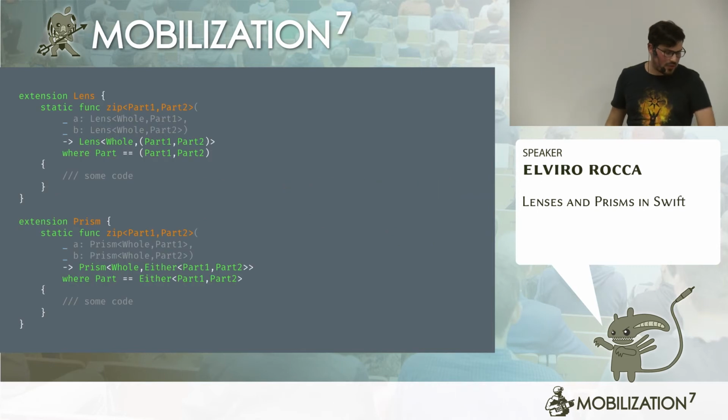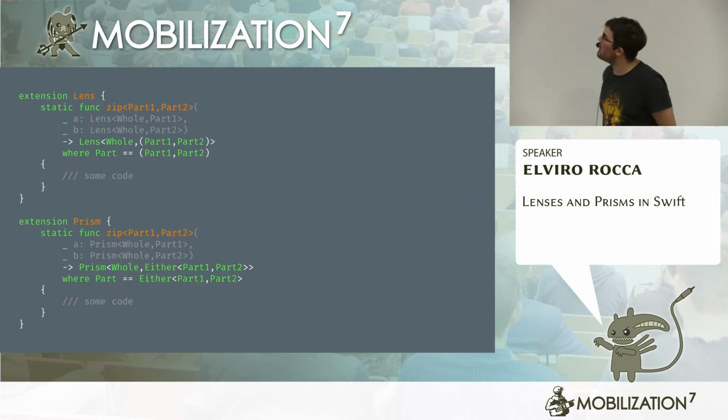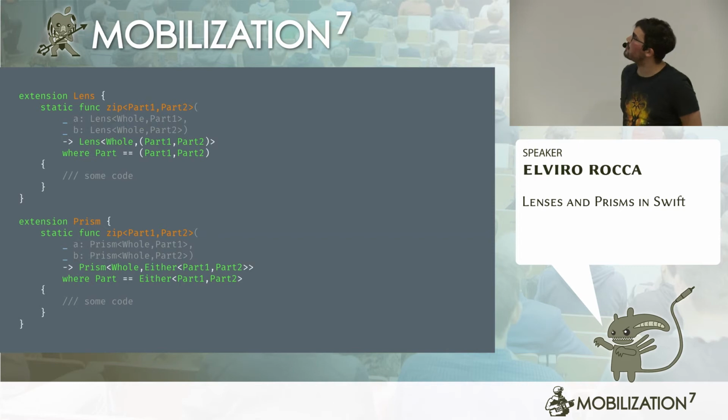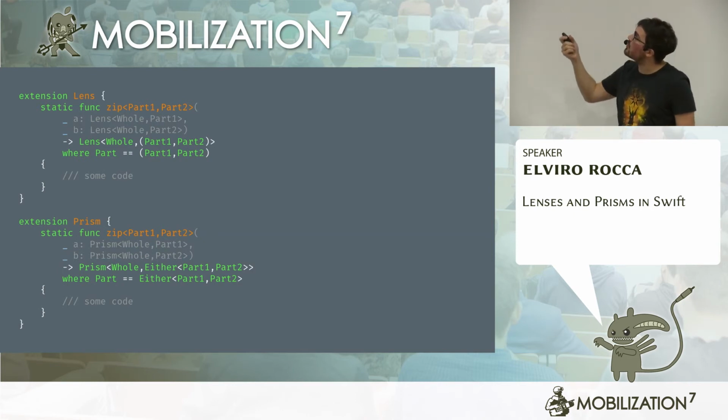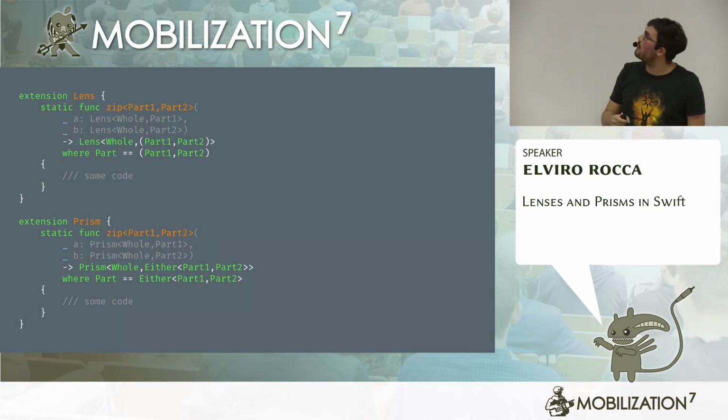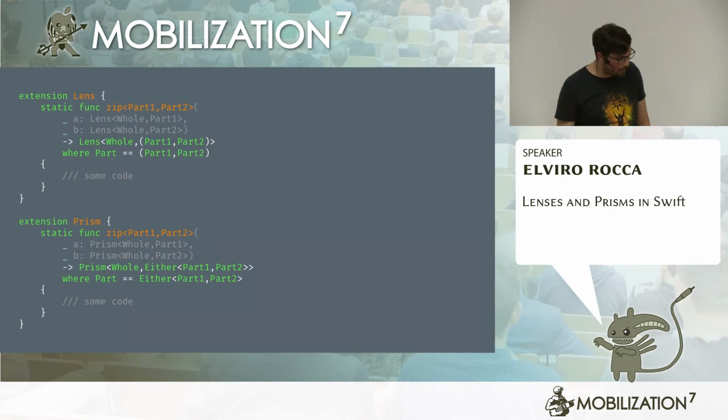Yes, I like to call this function zip. It's a static function. I pass 2 lenses there, but I could pass any number. I could write this for any number of lenses. And what it generates is a lens in which the whole is the same as before, but the part is a tuple that encapsulates all the parts.